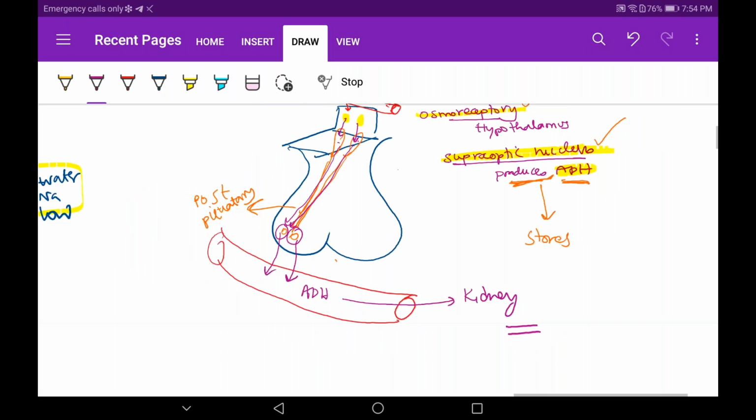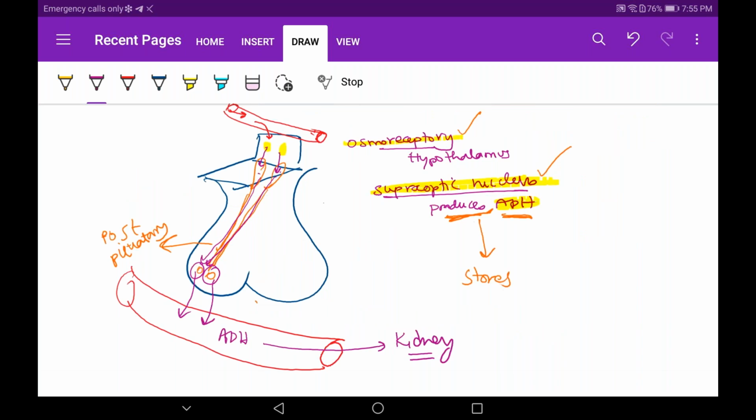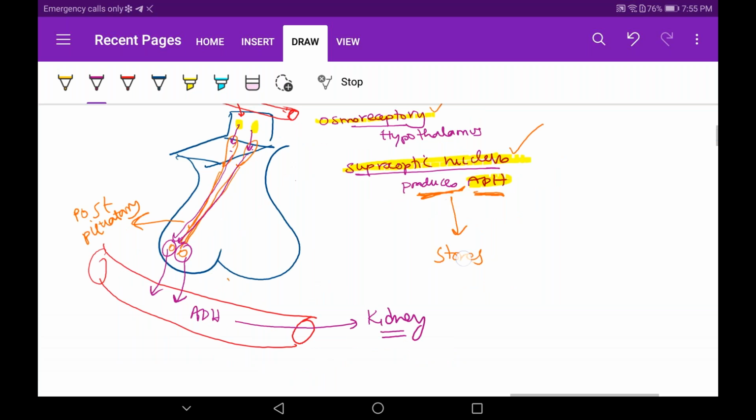Nusrat, are there any doubts regarding this? No. Good, very good.